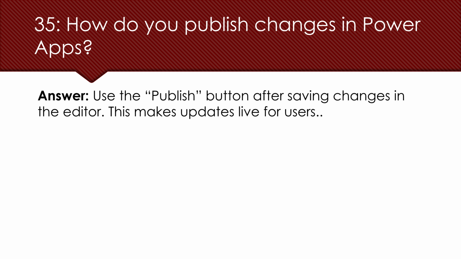Question number 35. How do you publish changes in Power Apps? There is a Publish button available in Power Apps. After saving your changes, you can click that Publish button, and those changes will be available to all the users of this application. If you don't publish the application, those changes are not going to be updated in the app for all the users, for example, the live users. So this is very important: every time, publish the app if you want to make the changes available to your users.